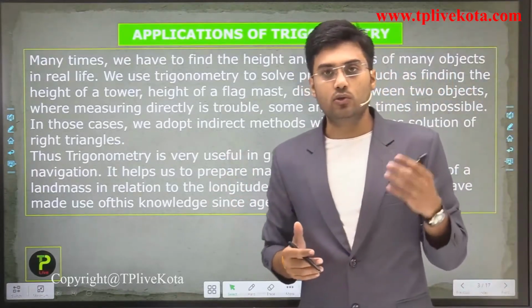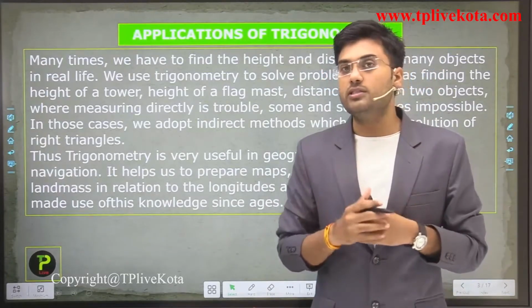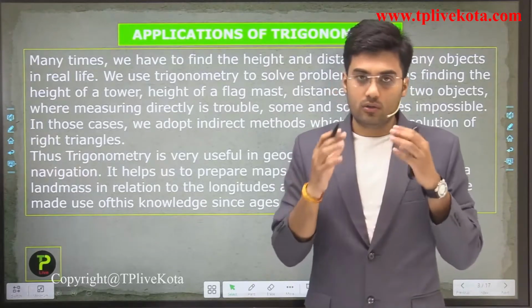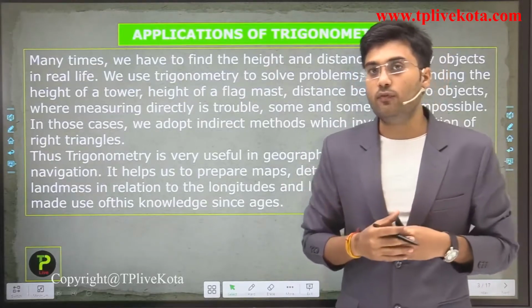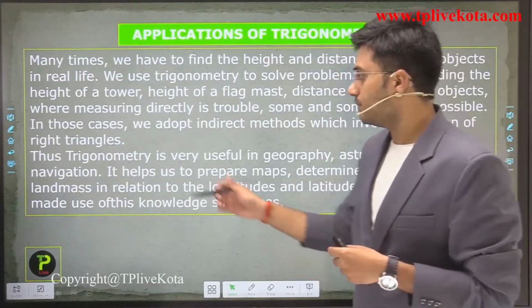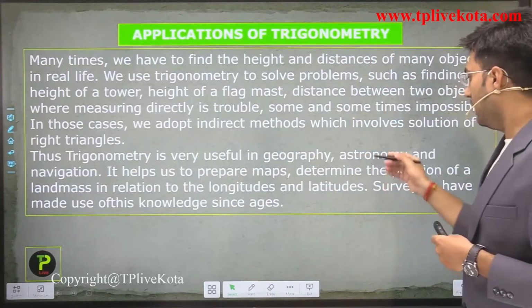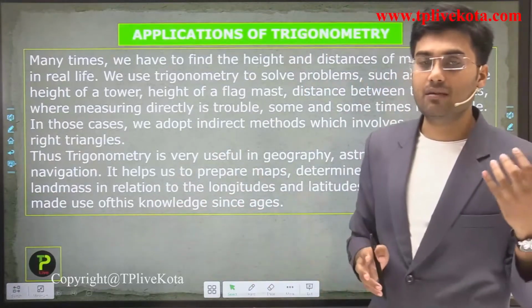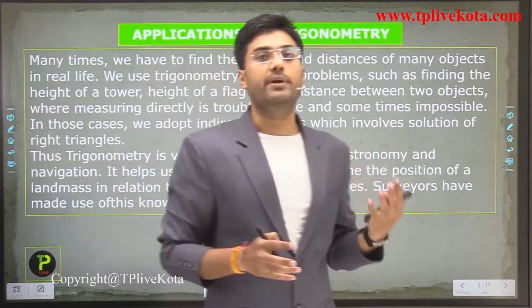Okay, so to solve this type of problem, we use the trigonometric concept, and here we require the concept of a right angle triangle. Trigonometry is very useful in geography, astronomy, and navigation. We already discussed in our previous chapter what the use of trigonometry is in our real life.